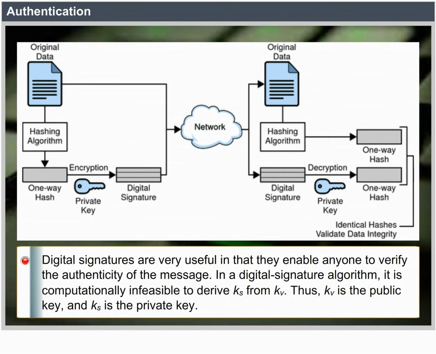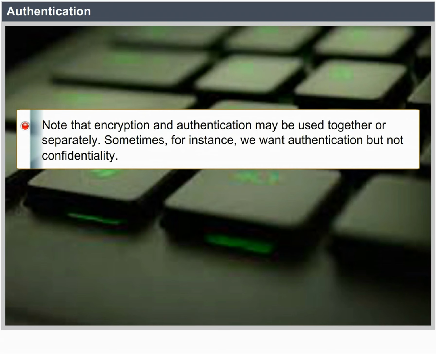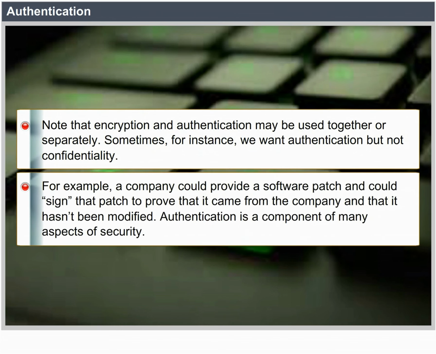In a digital signature algorithm, it is computationally infeasible to derive KS from KV. Thus, KV is the public key and KS is the private key. Note that encryption and authentication may be used together or separately. Sometimes, for instance, we want authentication but not confidentiality. For example, a company could provide a software patch and could sign that patch to prove that it came from the company and that it hasn't been modified.